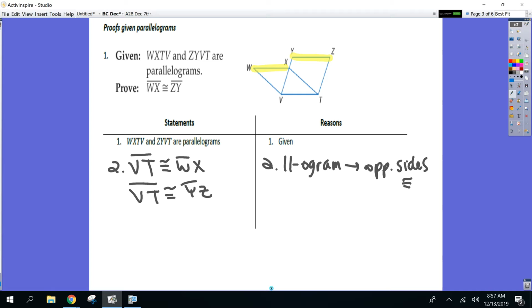Nice job. And now I need something old. All right, I need something old here to help out. Aaron, how are you going to put all this together here? Look, WX and YZ are both equal to VT. So what do I know about each of them, Aaron? WX congruent to YZ, little thing we like to call substitution. It really doesn't get more basic than that for your parallelogram proofs anyway.